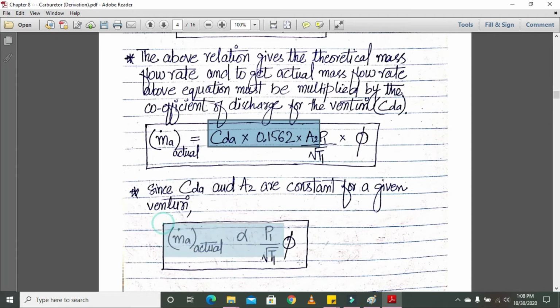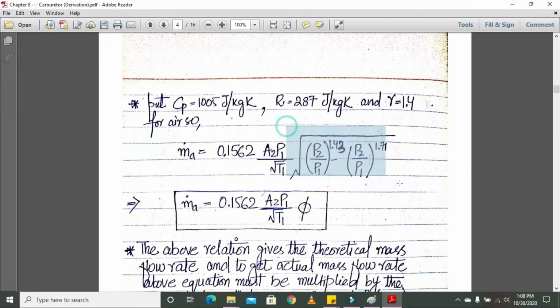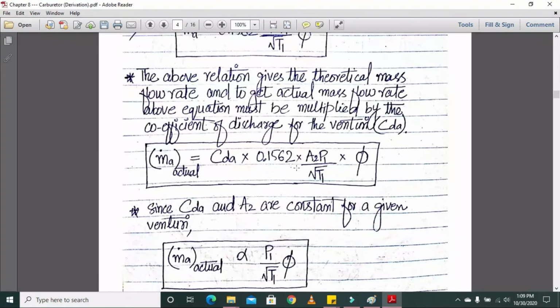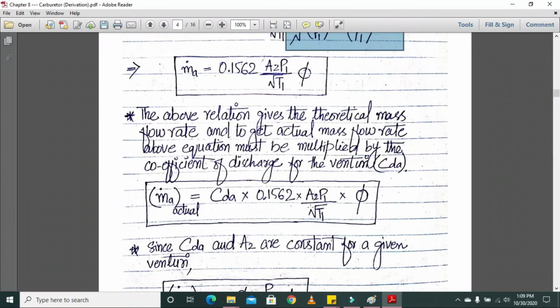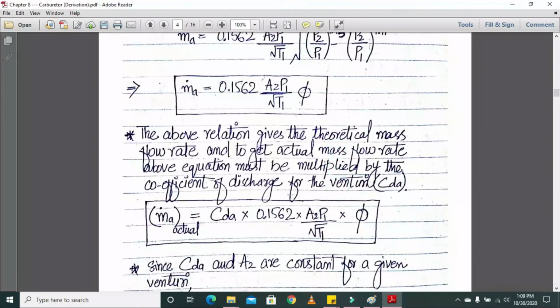We converted this into a proportionality, and we simply came to know that mass flow rate is directly proportional to the atmospheric pressure, inversely proportional to the square root of the atmospheric temperature, and directly proportional to this factor, which we represented simply as phi. So now we have determined the relation for the actual mass flow rate of the air.